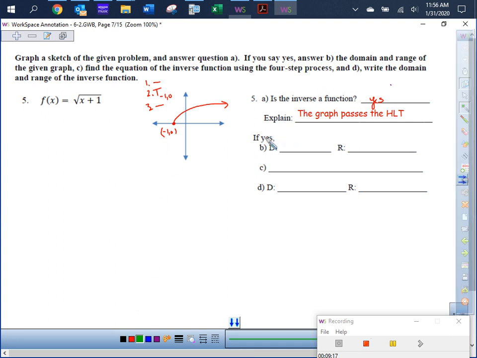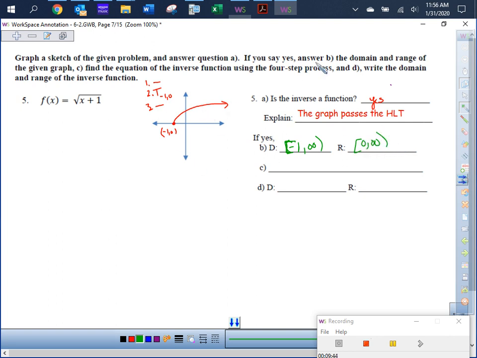Then they say, if we say yes, we got to answer these questions. So domain and range of this guy. We got to go from -1 included to infinity, right? Because that's where that thing starts from. And the range, we go low to high, from 0 is how low she goes, all the way up to infinity.